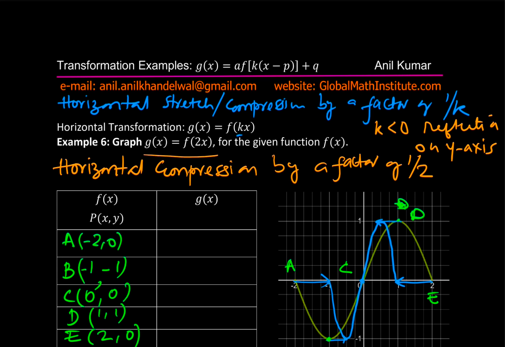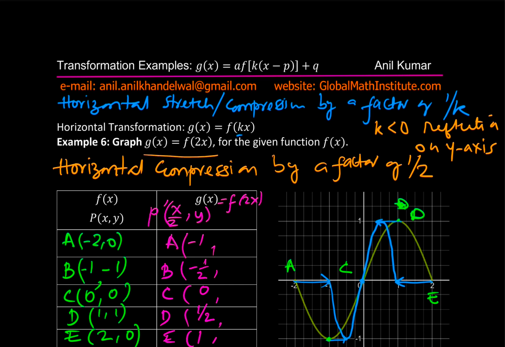So when you do the transformation, it is f of 2x. So the x values get divided by 2. So we get x over 2. The y values remain the same. That becomes the transformed point. So for each point, we'll divide the x values by 2. So that becomes minus 1. This becomes minus half. That becomes 0. This becomes half. And that becomes 1. And the y values at these points will remain the same.